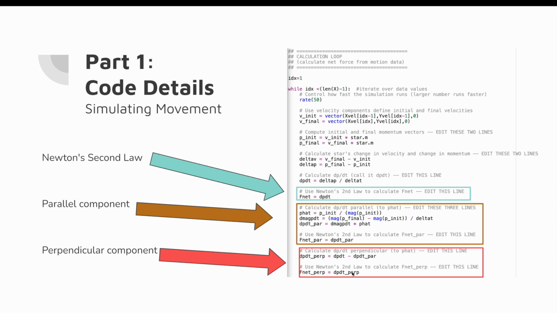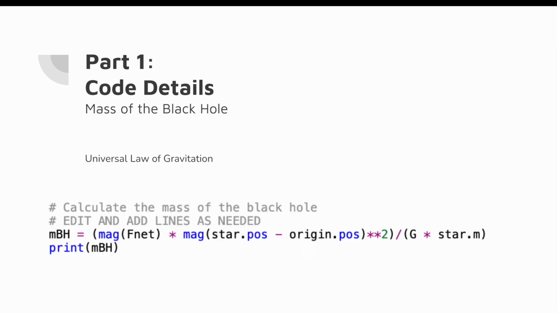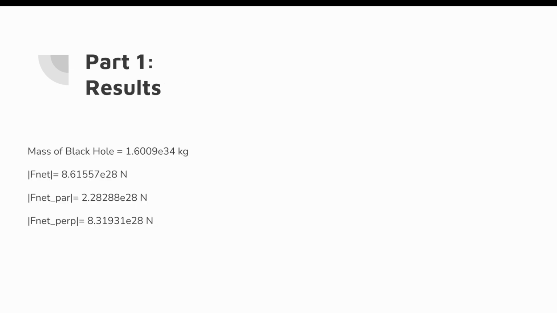So the change in momentum over change in time in the perpendicular direction is going to be equal to the change in momentum over change in time minus the change in momentum over change in time in the parallel direction. Here we have our equation for the mass of the black hole. We have the magnitude of F net, multiplied by the magnitude of the position vector squared, all divided by the gravitational constant times the mass of the star.